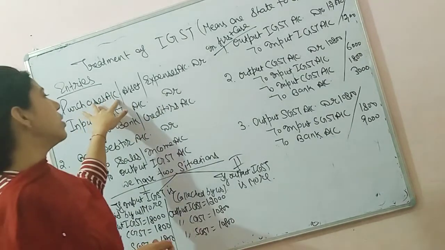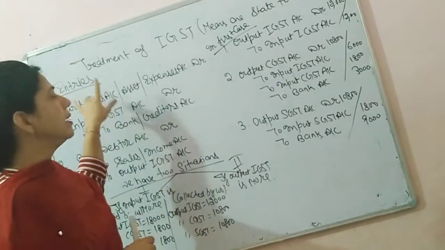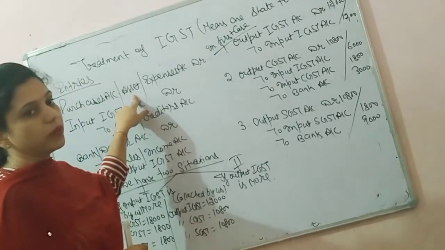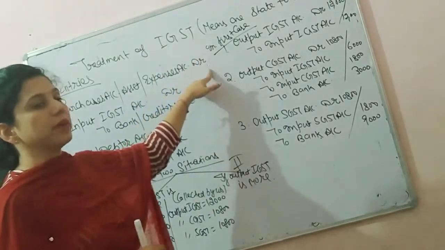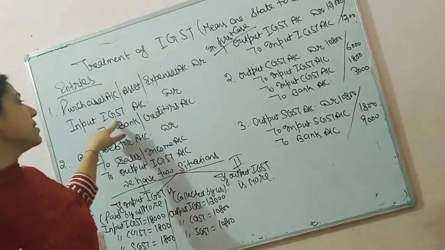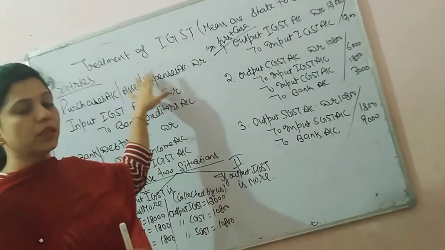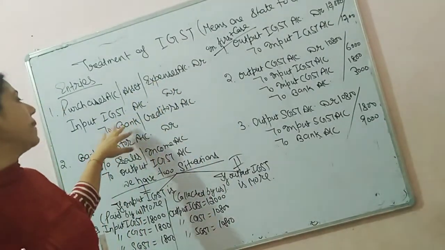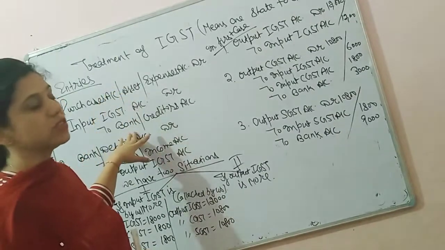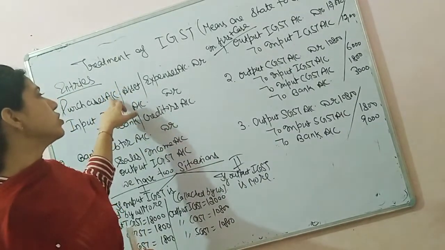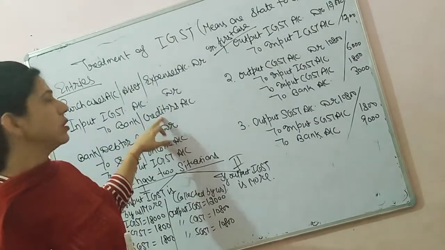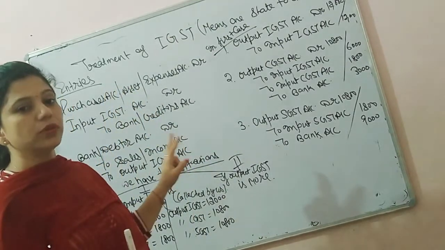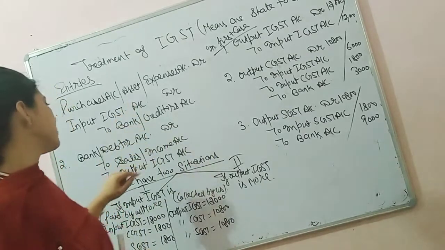So purchases account debit if a purchase is there, if an asset is there then asset account debit, and if any expense is there, then expense account debit. Input IGST account debit in all these three cases. To bank account if paid in cash, or if goods or asset purchased on credit basis, then to creditors account. Only goods can be purchased on credit basis, not assets.